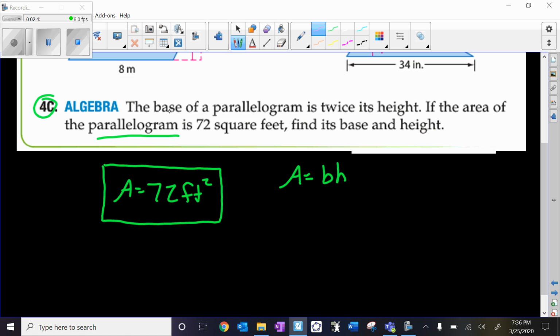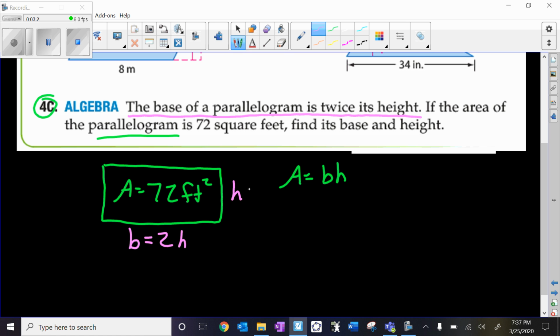Now comes the wording up here at the top. This first sentence that I'm underlining is one of the most important parts in order to solve this. The base of a parallelogram is twice its height. So we're going to start off to the left. Base, B, is means equals twice its height, which means 2 times h. So we know that the base is 2h, which means that the height is just h. We took the base in terms of the height.